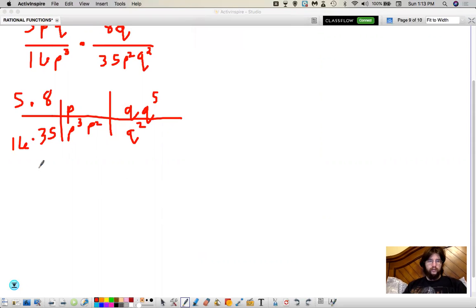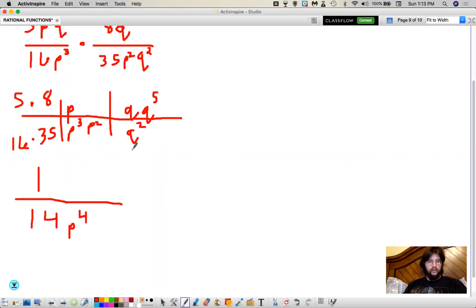Wow, 1/14, who would have guessed? I'll leave the 1 there for now. I might erase it in a minute. P's are going on the bottom. That's 5 minus 1 is 4. P to the 4th. Up, Q's are going on the top, so I'm going to get rid of that 1.